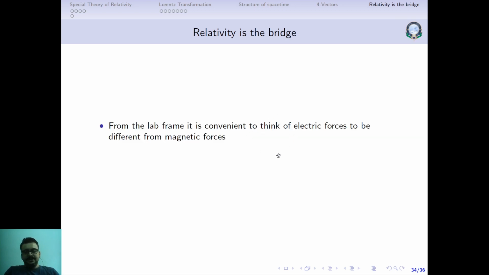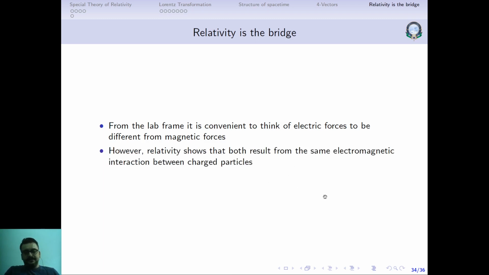This is why we are considering relativity in our study of electrodynamics. Even though we are doing classical electrodynamics, we need to take into account relativity, because this is the bridge between the electric and the magnetic forces.